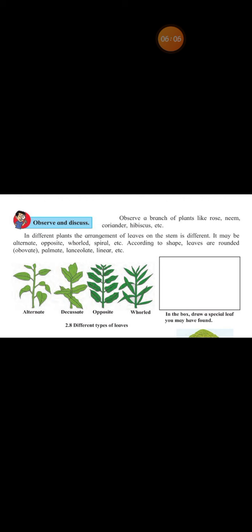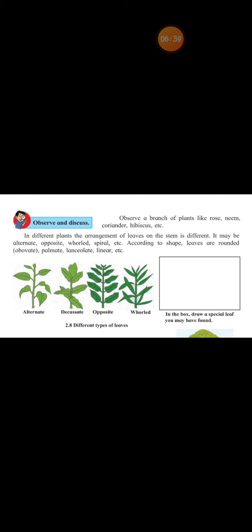Now we will continue with the lesson. Children, observe the branch of the plants like rose, neem, coriander, hibiscus, etc. Fine. You all can see that arrangement of leaves on the stem is different. It may be alternate, opposite, decussate, whorled, spiral, etc. Fine, children? You all can see that?